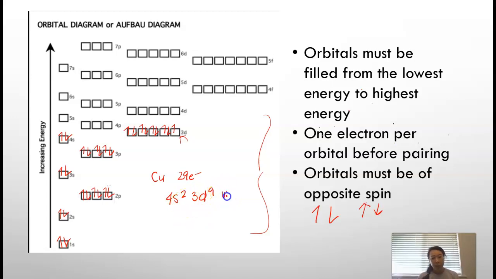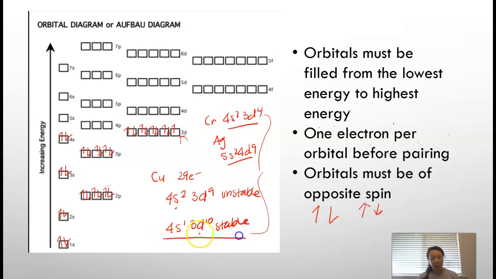So this is an unstable configuration for copper, and that actually exists for silver as well. Silver is 5s2 4d9, that's considered unstable. Another one is chromium with 4s2 3d4, that's also unstable. So all of these will promote one electron from the s orbital into the d orbital, and that gives it a stable configuration. This is what actually occurs for copper. Silver will move one from the s into the d. Chromium will move one from the s into the d for that stable configuration.